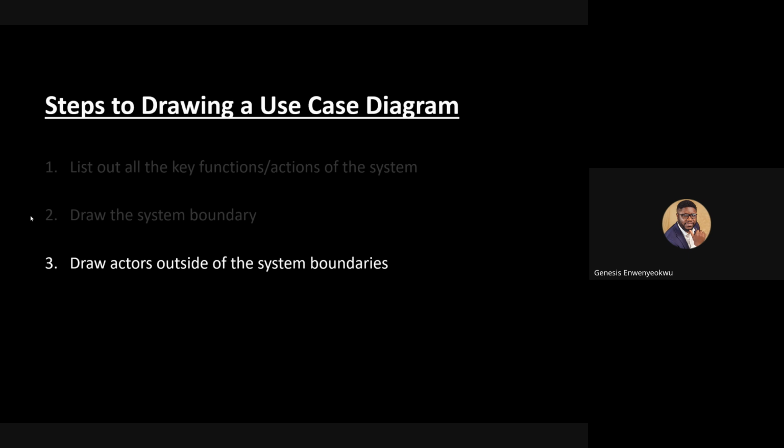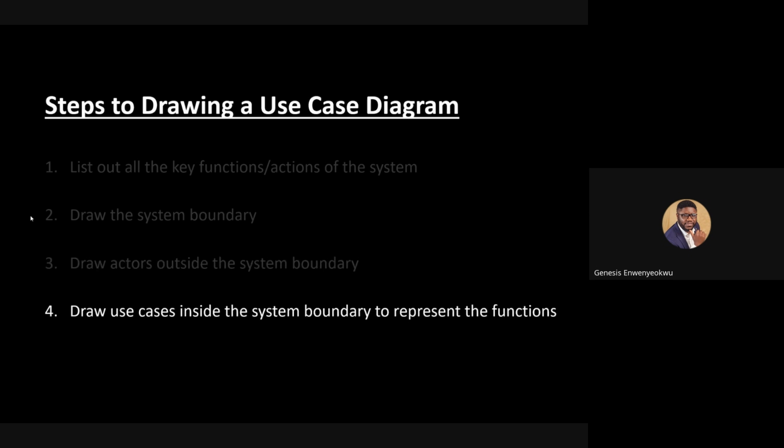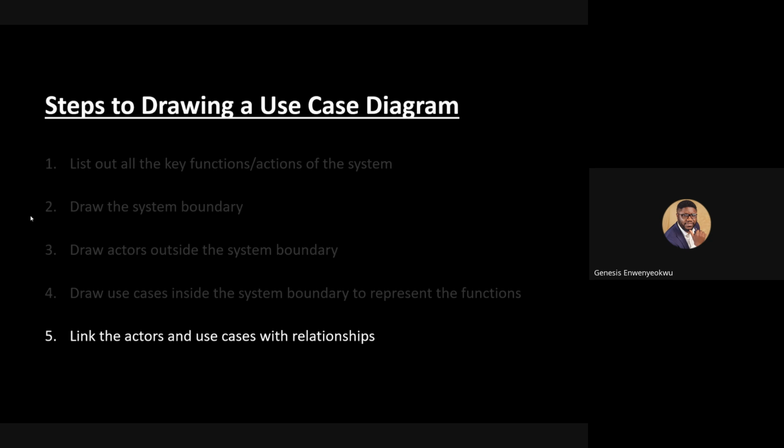Once you are done with that, the next thing is for you to draw the use cases, that is the actions and functions, inside the system boundary. And once you are done with that, the last one will be for you to link each of the actors or use case to use case. Link them with what? Your relationships. So you link whether actor to actor, actor to use case, or use case to use case. You link them with your relationship.